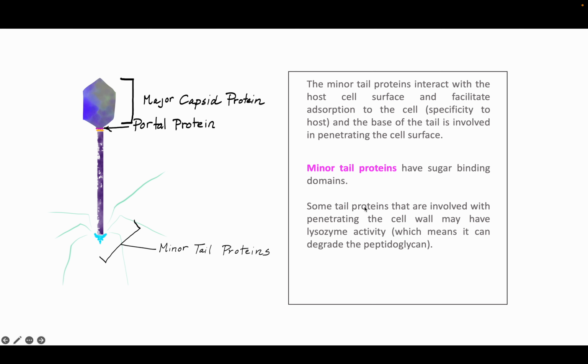And then some of the tail proteins, for example, those that are part of the base plate, are actually involved in penetrating the cell surface. So some of these might even have lysozyme activity. And reminder, lysozyme is an enzyme that cleaves peptidoglycan polymers.